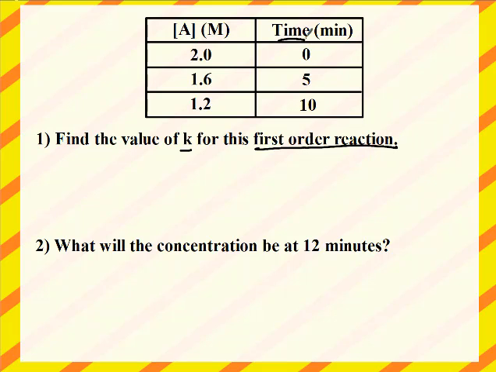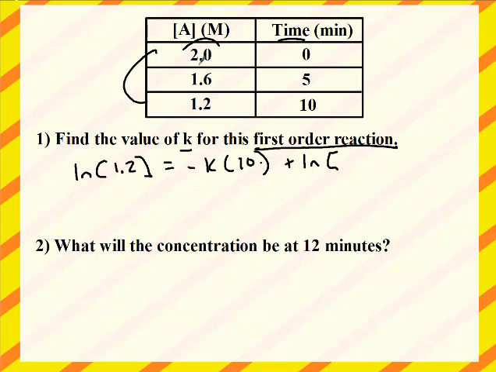So they have time, so we know we're using the integrated rate law. I'm going to use the first and third one. So my final concentration is 1.2. It took 10 minutes to get there, and my initial concentration is 2. So just like a second ago, we can subtract ln of 2, divide by negative 10, and our K value is 0.051. My units are 1 over minutes.